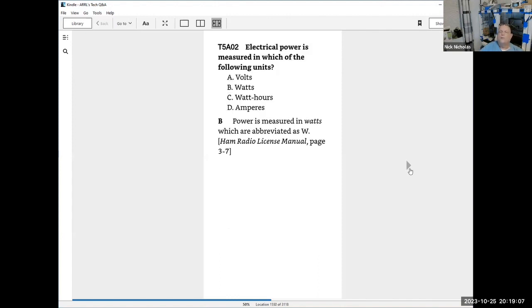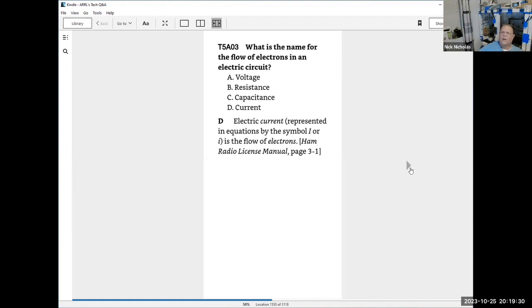Electrical power is measured in which of the following units? Power is measured in watts. The power formula is P equals IE, or the pie formula. And we covered that. What is the name for the flow of electrons in an electrical circuit? The flow of electrons, the movement of electrons, is defined as current. The answer is D.